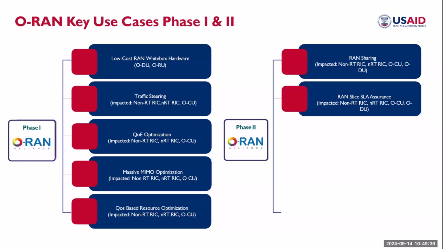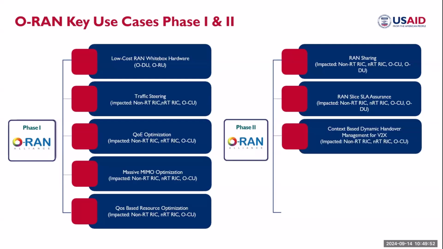RAN slice assurance. Okay, so different slices, especially for 5G, which have eMBB, mMTC, and URLLC. So you have different service level agreement assurances. And then context-based dynamic handover management for V2X. So especially for countries that are starting to deploy the V2X, the vehicle to everything.